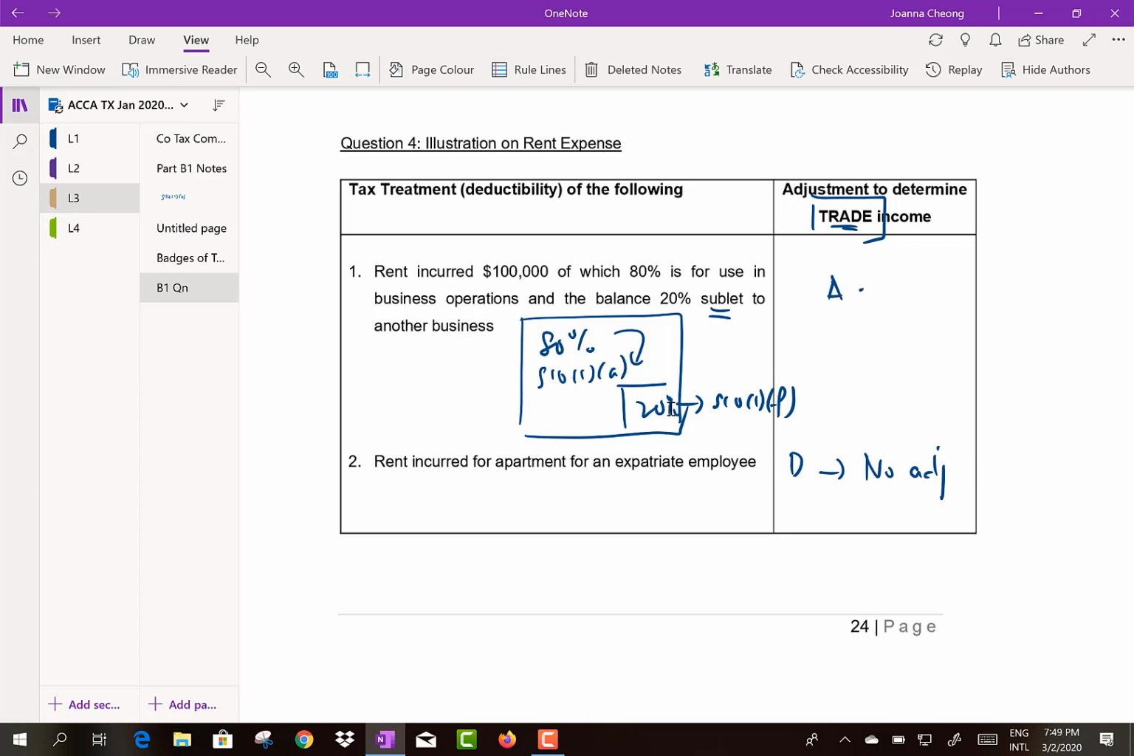Okay? So end of the day, you have to add back how much? 20,000. Because 80,000 is deductible, no adjustment. The 20,000 you have to add back against your trade income. Okay, let me write down here. The 80,000 is deductible, so no adjustment. The 20,000 not deductible, so you add back. Okay? So that is section 14(1)(b).